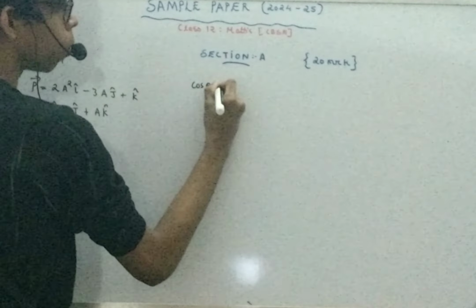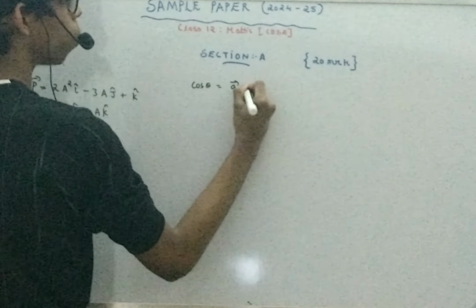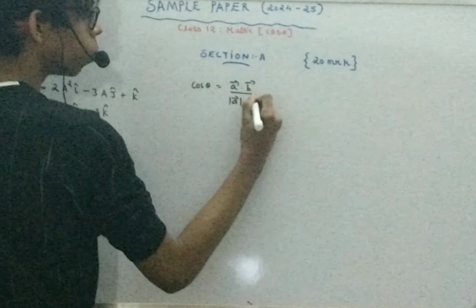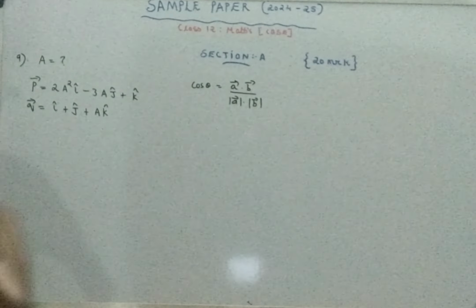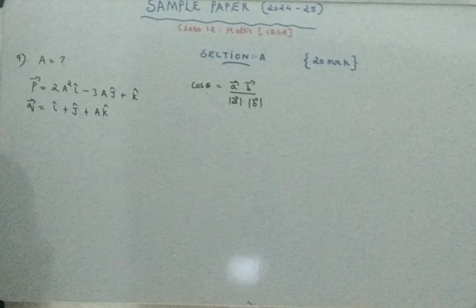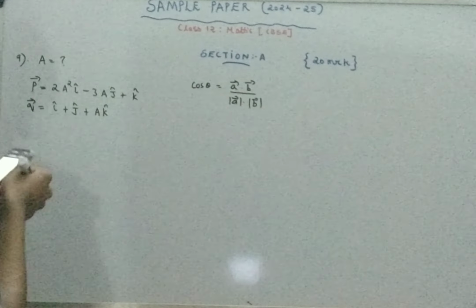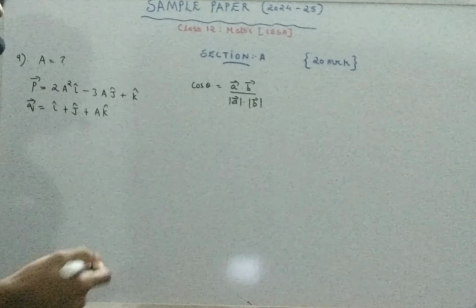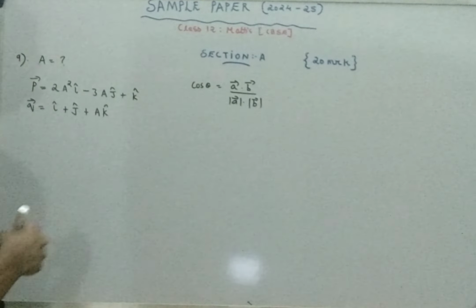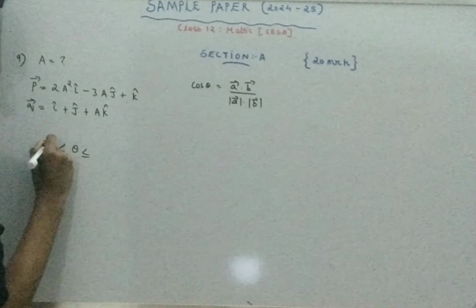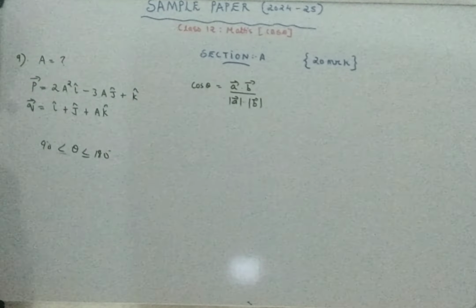We know it is cos theta is equal to a vector dot b vector divided by magnitude of a vector into magnitude of b vector. Isn't it? This is the formula to find the angle between two vectors. Now just see, in the question it is given that the angle formed between these two vectors is obtuse. Now what do we mean by an obtuse angle? Obtuse angle means, let us consider an angle theta. An obtuse angle is the angle which lies between 90 degrees and 180 degrees, isn't it?